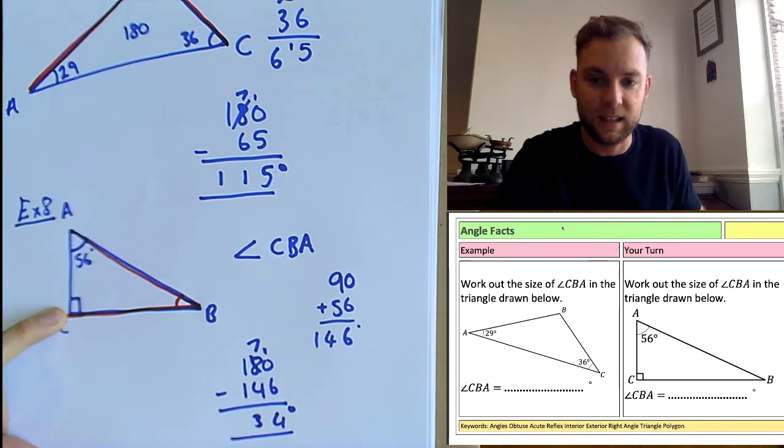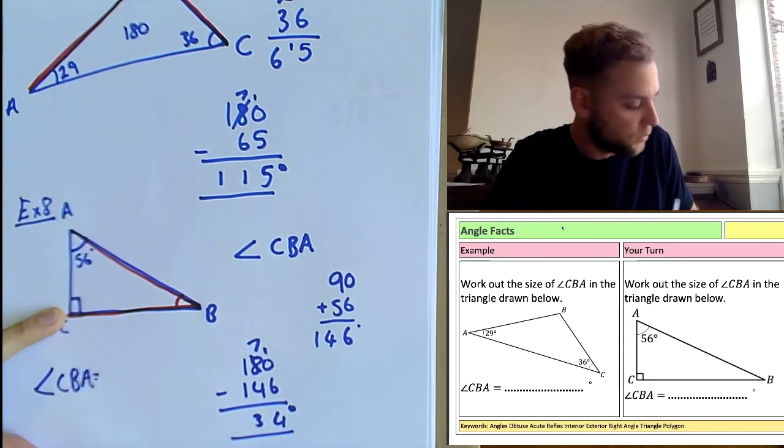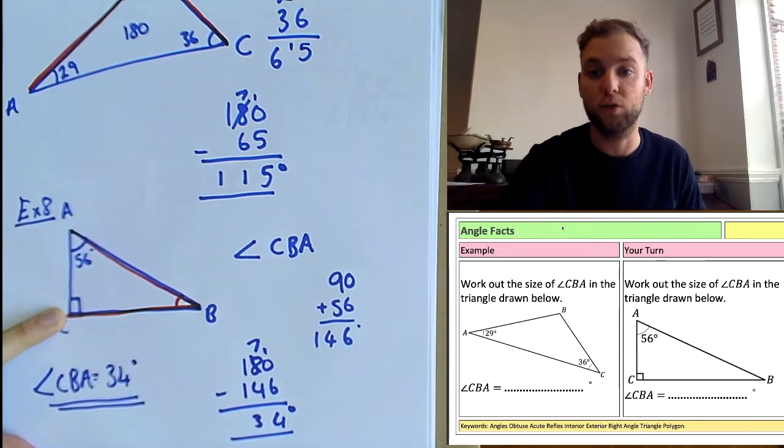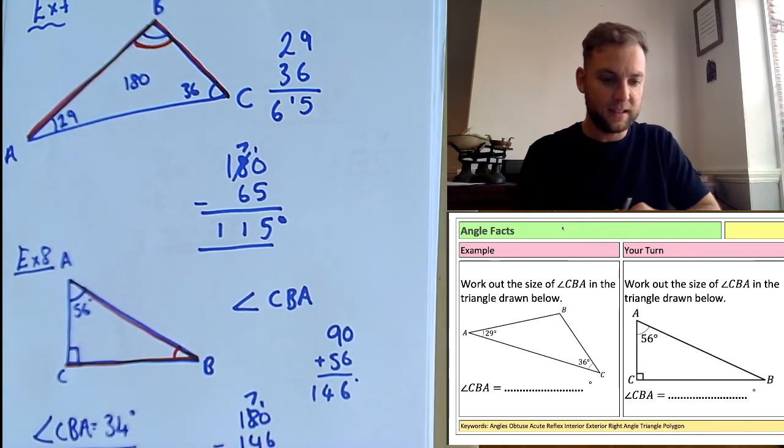Now it's worth writing at this stage that angle CBA is equal to 34 degrees. Show the examiner what you're doing. Show them that you understand. Okay, that was example 8.